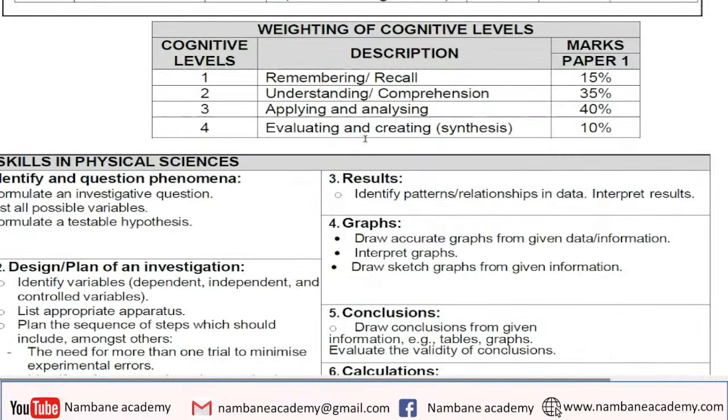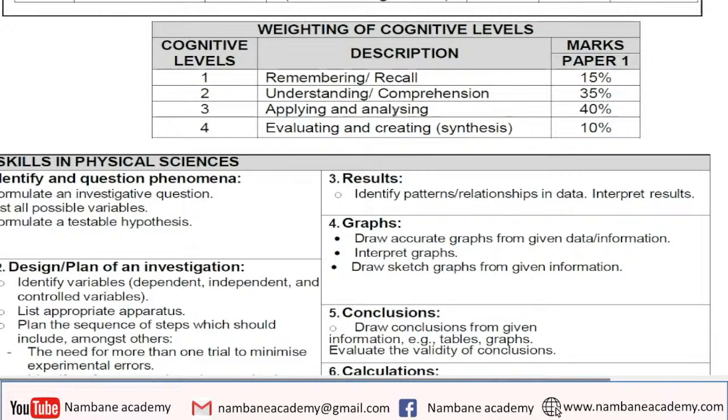The distribution in terms of the cognitive levels is as follows. We have cognitive level 1 questions, where learners are expected to recall and give an answer from remembering. Such questions will constitute about 15% of the paper, about 22 marks. Then understanding and comprehension, cognitive level 2 questions, will be approximately 35% of the paper.